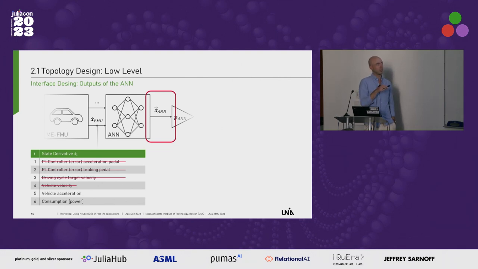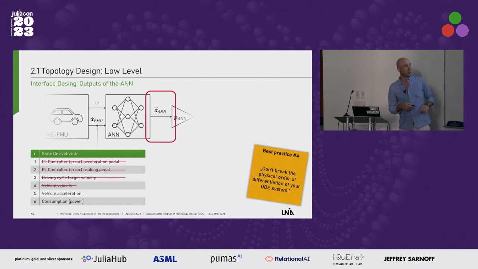So as soon as we would allow the vehicle velocity and the acceleration to be ANN outputs, we would have simply no guarantee that the acceleration is still the derivative of velocity. So from a mathematical point of view, we would disintegrate our second order ODE into a first order ODE system, and this is not good. So the best practice and the reason why we remove the velocity here is: don't break the physical order of differentiation of your ODE system.